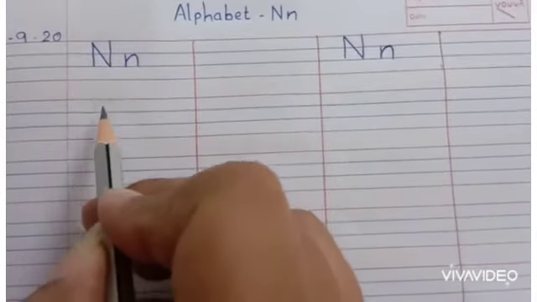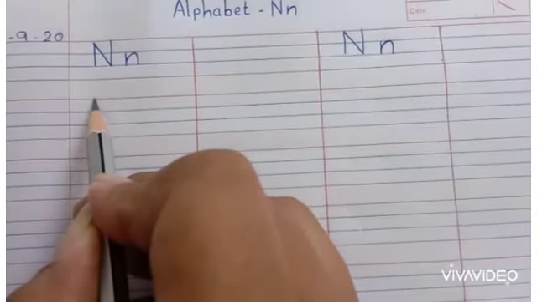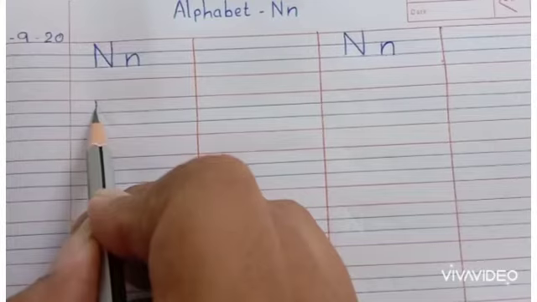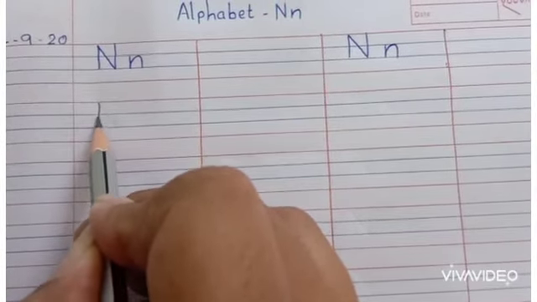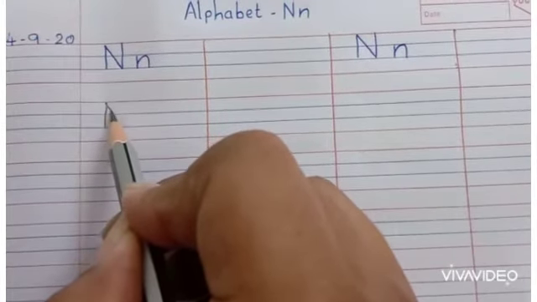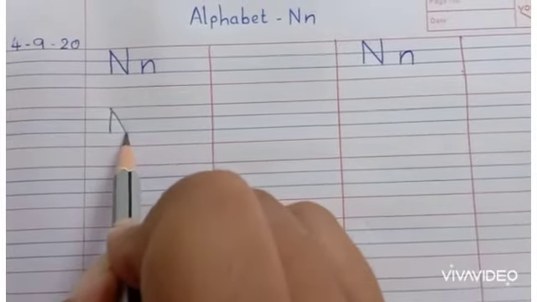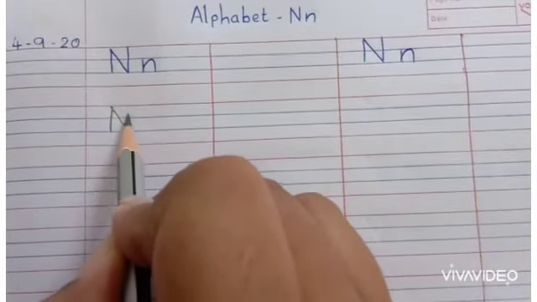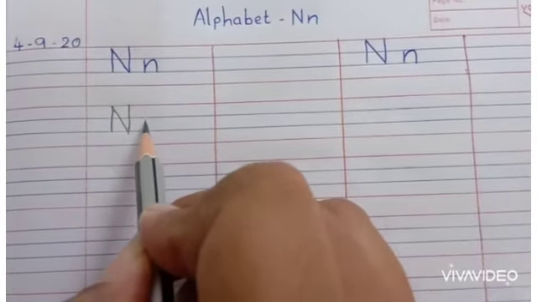For capital N, make a standing line from the first red line till the second blue line. Then go up again on it and make a slanting line till the second blue line. Then go up standing till the first red line, capital N.